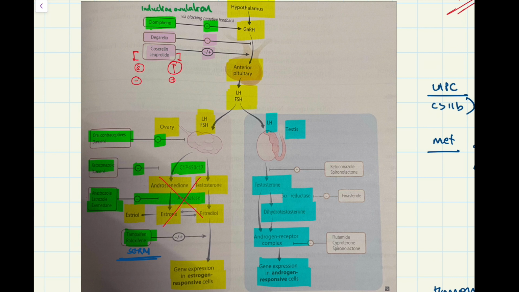Again, in males, ketoconazole and spironolactone prevent the release of testosterone. Finasteride is a 5-alpha reductase inhibitor, preventing the conversion of testosterone to dihydrotestosterone. I think this was asked this year as well. The conversion of testosterone to dihydrotestosterone, and there were 4 options relating to this only. Next, the drugs acting on the androgen receptor complex or anti-androgens are flutamide, cyproterone and spironolactone, right?